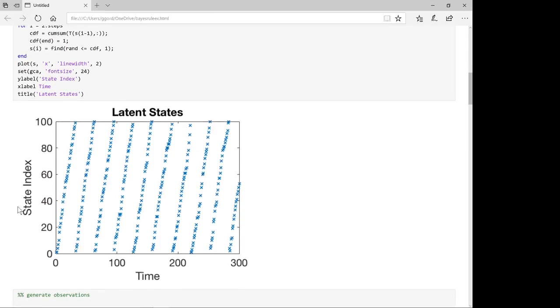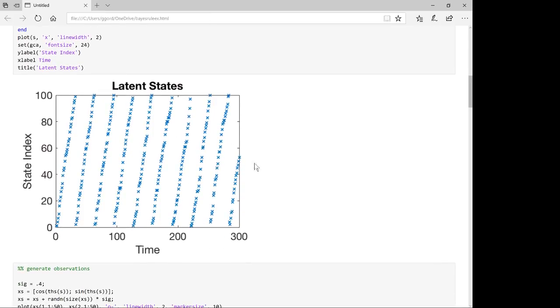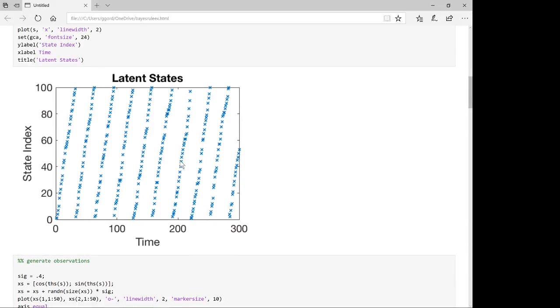All right, so now I've sampled. And I'm going to say that this is all going on outside of my vision. The computer knows these values, but I don't. So pretend that you didn't see this plot, and we'll just go on from here.